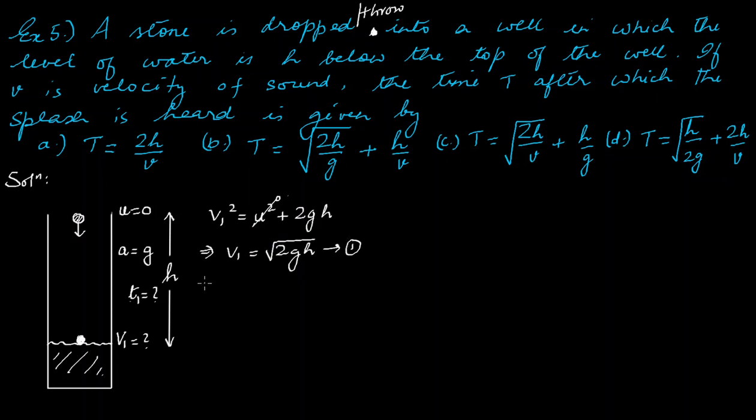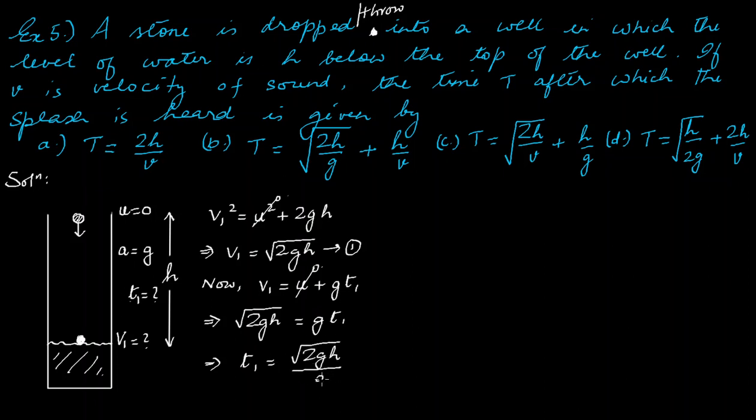So now we have v1 is equal to u plus g t1. Yes, using the formula v is equal to u plus at. Instead of a, you write g out here, right? So this u will be 0. But what is the value of v1 obtained from equation 1? This is square root of 2gh. So this is g t1. So t1 will be square root of 2gh divided by g.